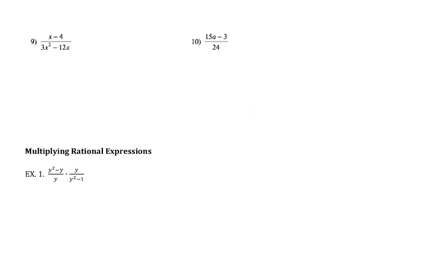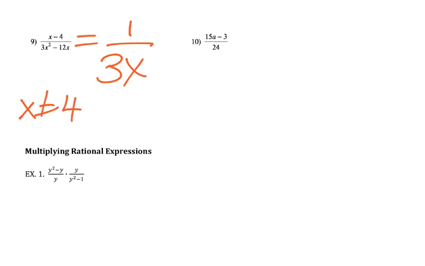Okay, well, let's take a look at 9. The simplified version for that is 1 over 3x. And x cannot be 4 and 0. And this is an example of where you have to go back to the original factored denominator and set the factors equal to 0 to find the excluded values. Because this final simplified one would imply that only 0 is excluded, but it's actually 0 and 4.